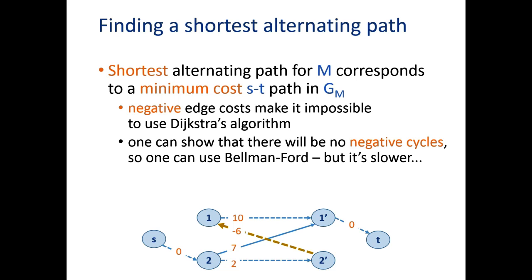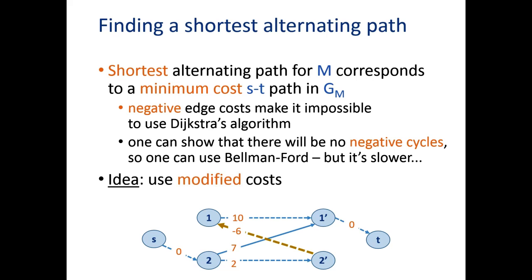Well, we can show that there are no negative cycles, so at least we can use Bellman-Ford, a shortest path algorithm that works with negative edge weights. So we can efficiently find shortest paths. But Bellman-Ford is slower than Dijkstra, and generally there are other good reasons for not dealing with negative costs. So we want to pursue this idea of finding a shortest path from s to t, but we want to avoid negative costs.